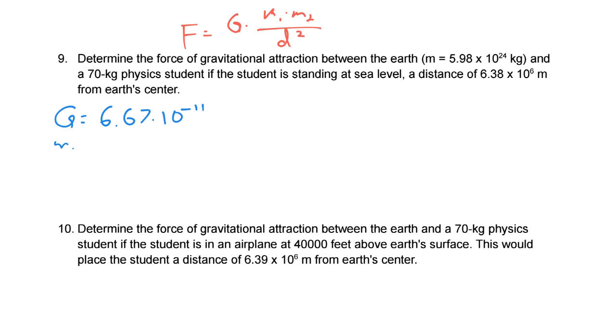M1 was going to be the mass of the Earth in this problem, 5.98 times 10 to the 24th. M2 is our physics student. That is just a 70, no scientific notation needed there. And then the radius is the distance between the centers of masses, which is the same as the distance from the center of the Earth to the surface of the Earth, because the distance to the center of the mass of the physics student is negligible. So we'll just leave it at 6.38 times 10 to the 6th.